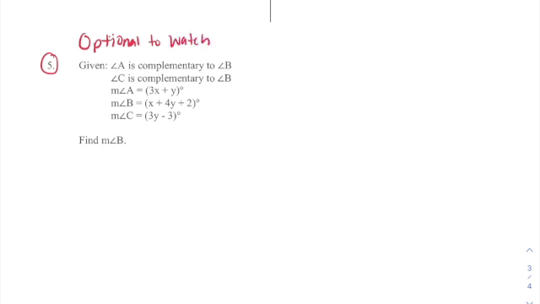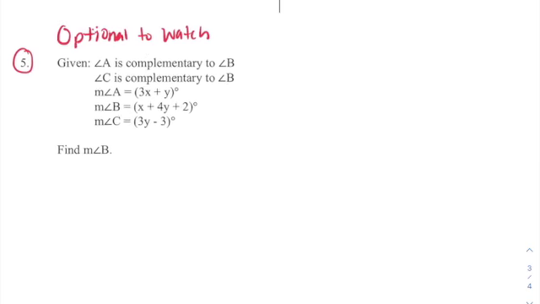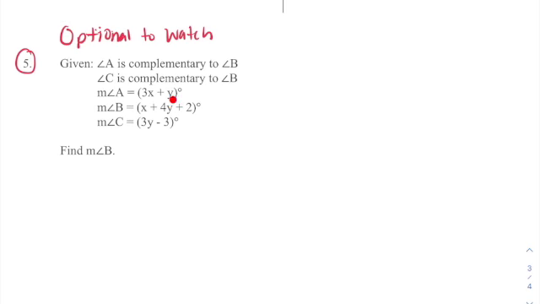Optional to watch, but it's encouraged if you're struggling with systems of equations. So it's saying here that angle A is complementary to angle B, and angle C is complementary to angle B as well. Couple things to think about here in the context of an algebra problem. So it says angle A is 3x plus y, angle B is x plus 4y plus 2, and angle C is 3y minus 3. Find the measure of angle B.